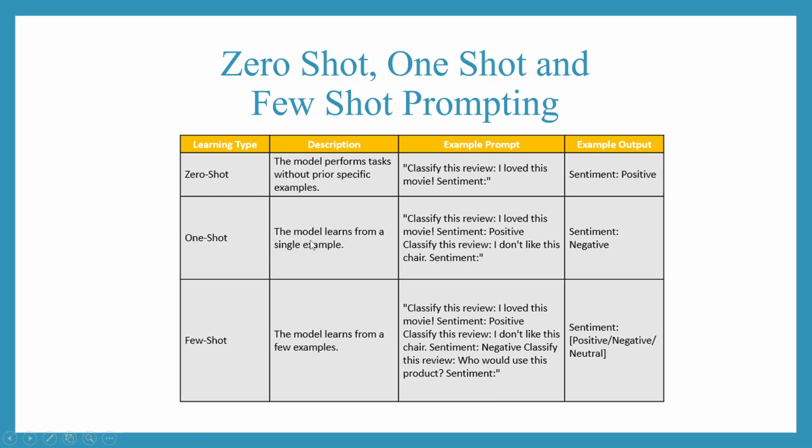One-shot: the model learns from a single example. Classify this review: I love this movie. Sentiment is positive. Classify this review: I don't like this chair. Sentiment? So one example has been provided. The sentiment is negative.